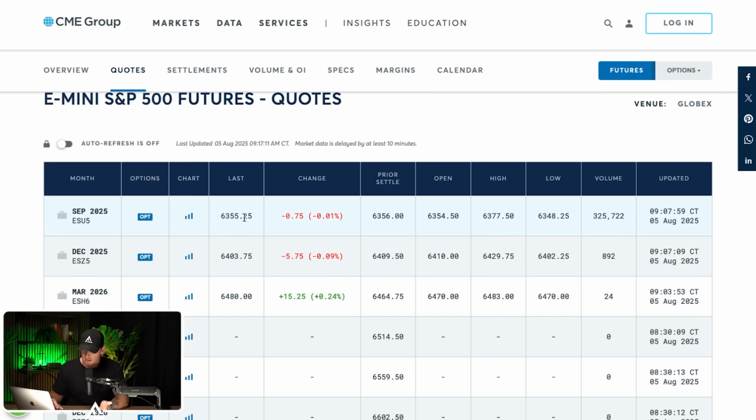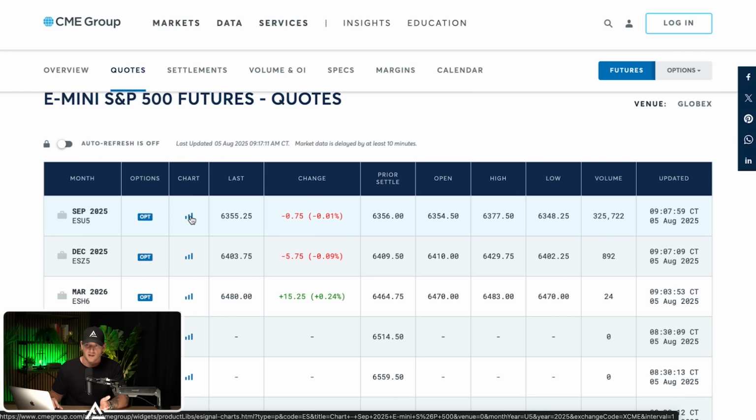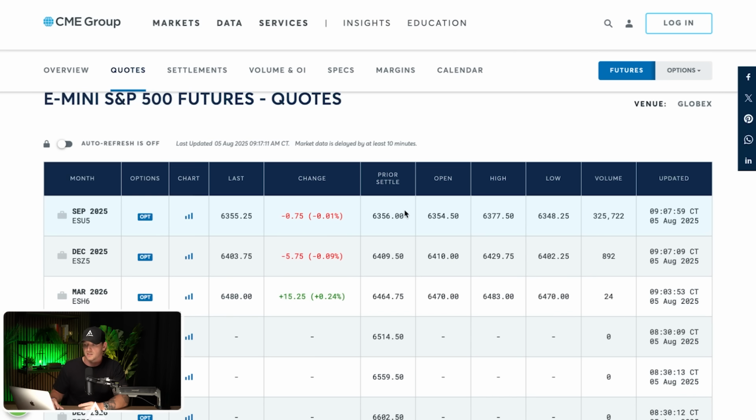We can see my last price. We can check out the chart here if we want. I recommend actually using your charting platform rather than the CME's chart for day-to-day price movement. But we can see the prior day settlement, the open, the high, and the low.